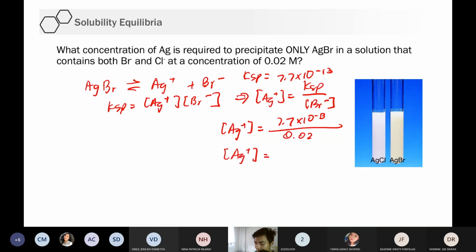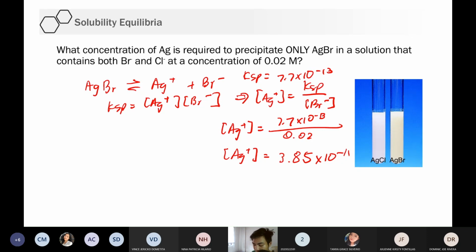So the concentration of silver needed, no, to precipitate the silver bromide is 3.85 times 10 raised to negative 11. Okay. However, ang problem natin dito, alamin din natin, no, kung kailan mabubuo yung silver chloride naman. So, alamin natin anong concentration mag-start mabuo yung silver chloride, no.